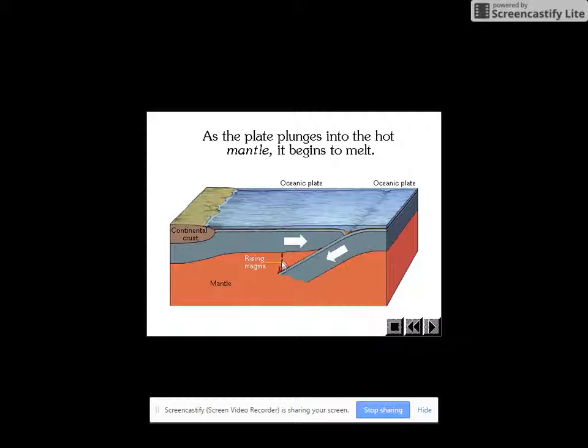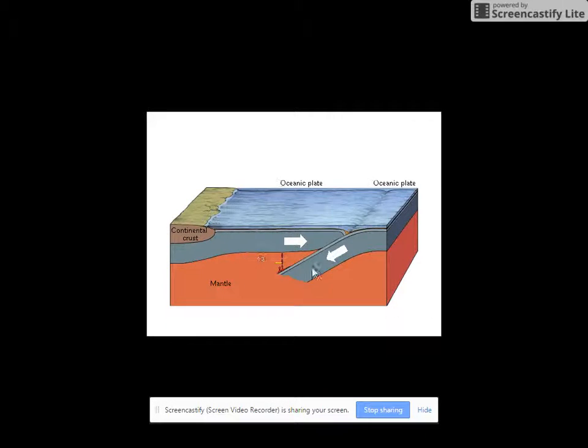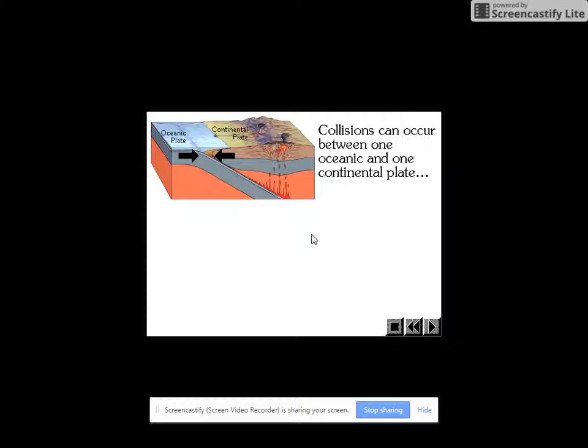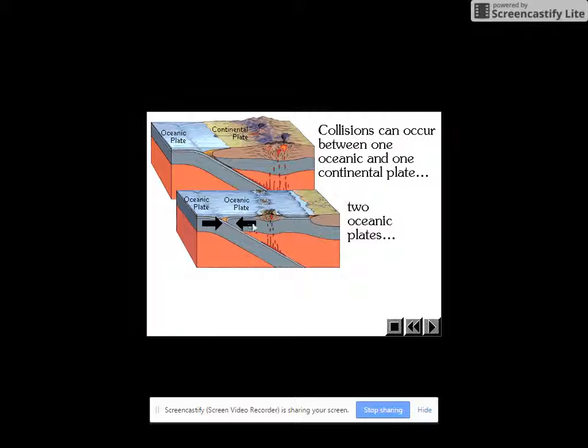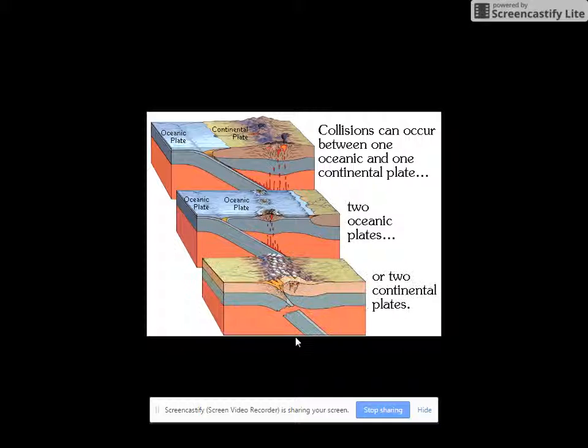And then that melted material begins to rise and create a volcano on the other ocean plate. And we'll look at that in a minute. There's 3 types of collisions. We can have an ocean plate collide with a continental plate. We can have 2 oceanic plates collide at their boundary. Or we can have 2 continental plates collide at the boundary.